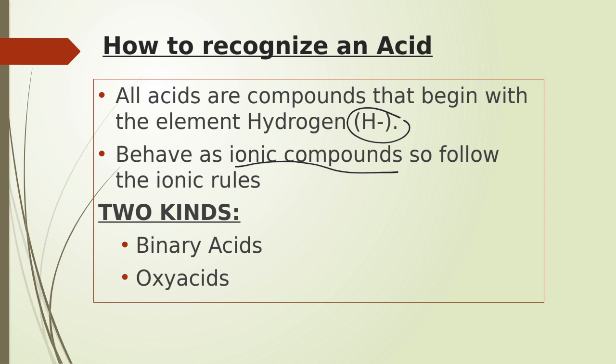Here's an example of where hydrogen is placed over on that group 1 metal side because it behaves like a metal, and here it does. So what we do is we follow ionic rules, which means we apply the crisscross rule, and we reduce if necessary, which will never happen because hydrogen has a charge of 1. And as we mentioned already, there's two kinds. There's binary acids, and then there are oxyacids.